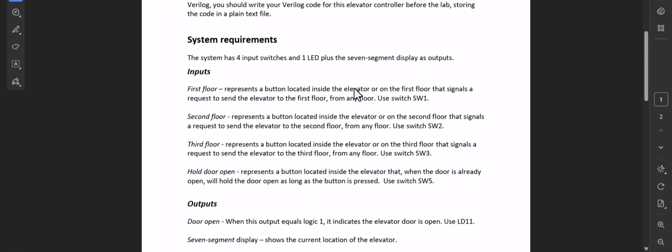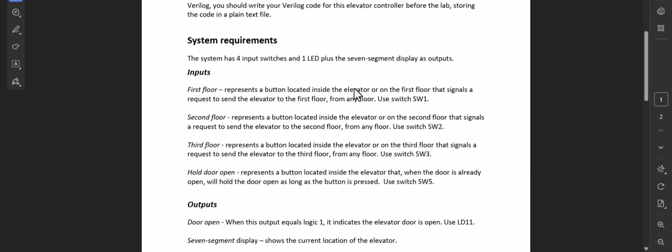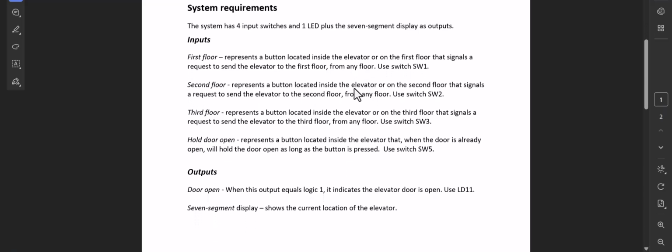Okay, so it has 4 input switches, so you have 4 different inputs and 1 LED output, plus the 7-segment display as an output. And just to start off with, that is different. So the inputs and outputs are different from previous years. And if you have been like me, I always end up having errors with my constraints. And so if I wanted to try to change the inputs and outputs, that would be a problem.